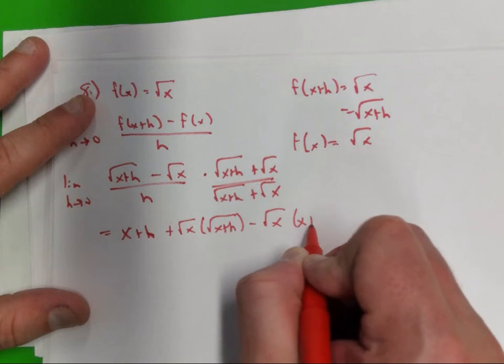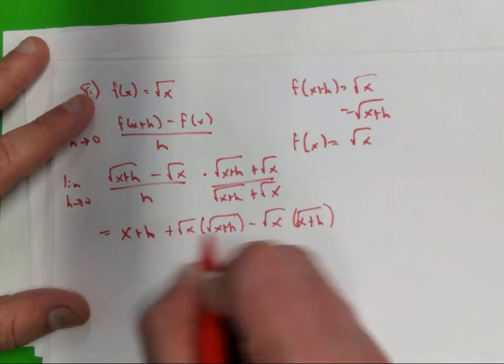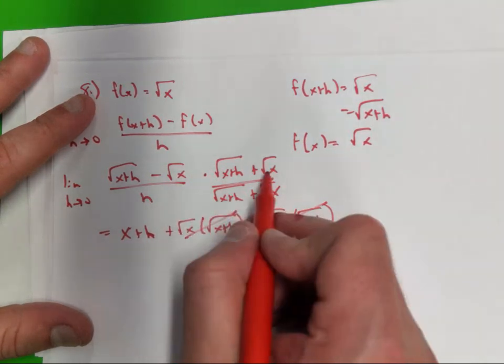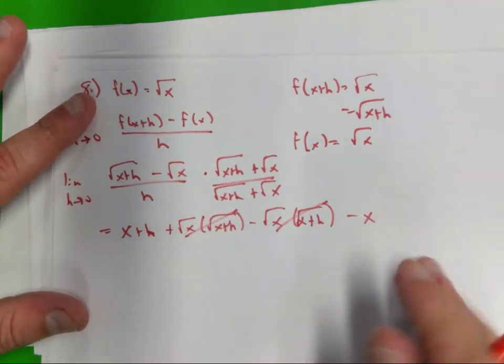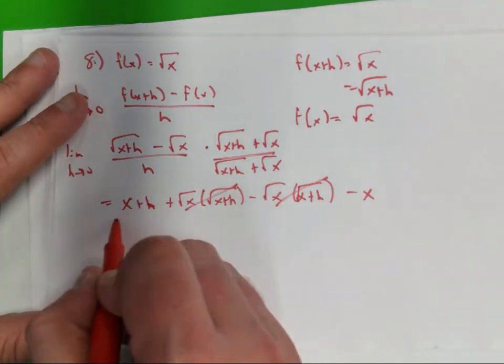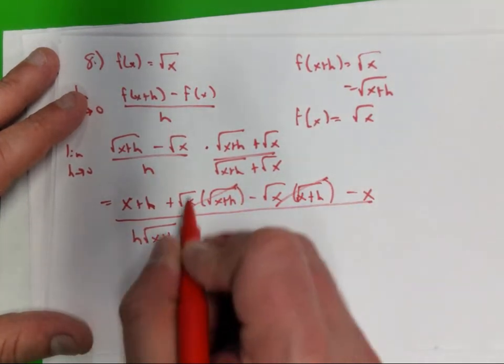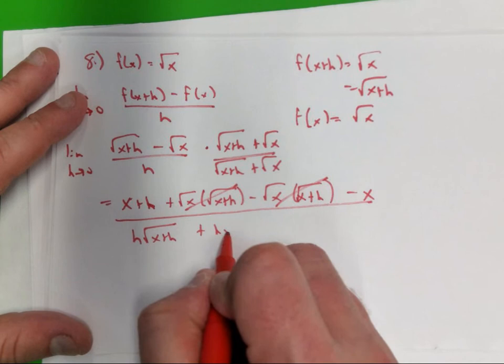If you need to see it. But you see, it's the same thing, just cancel out. It's positive and negative, so I'm going to go and cancel that out. And this times this gives you a negative x. The square roots cancel out. h times this is h square root of x plus h. h times this.